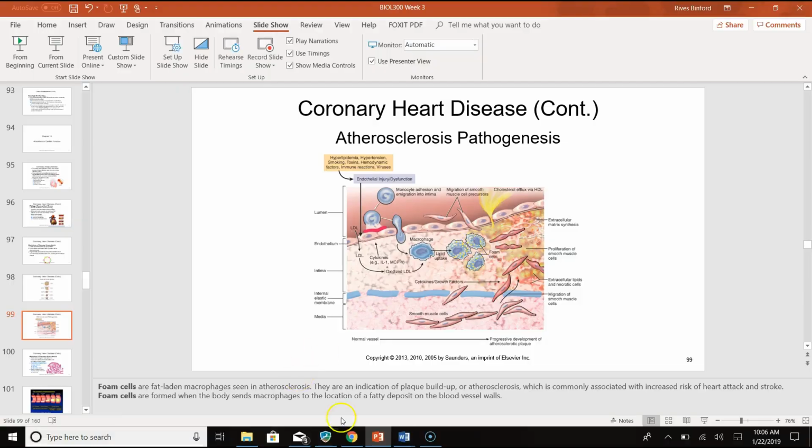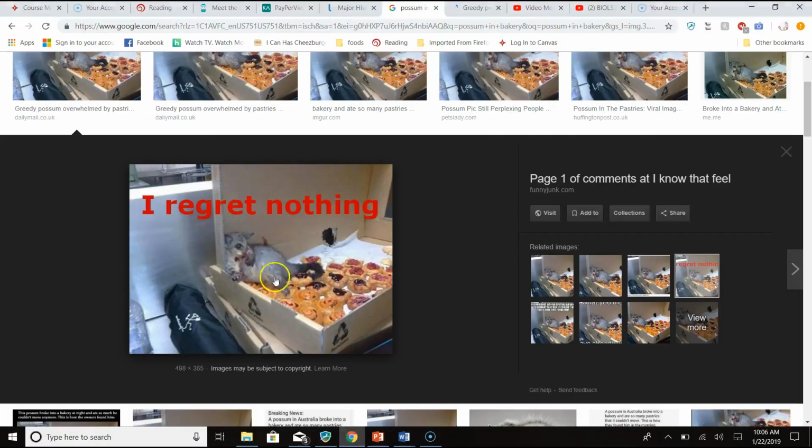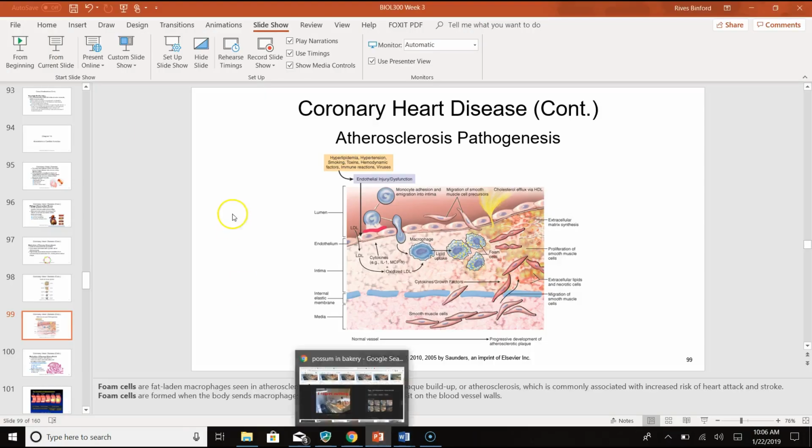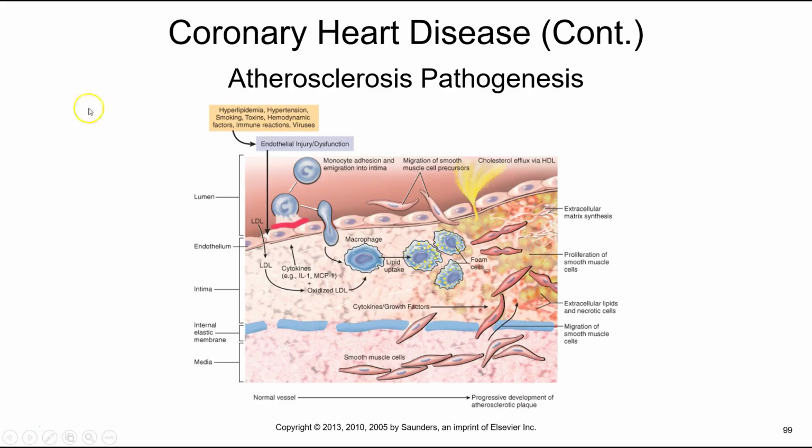So let's look at that possum one more time because it's just adorable. It's so cute though. So I do find these cells adorable, except that the implications here are that you're going to have a massive plaque buildup.